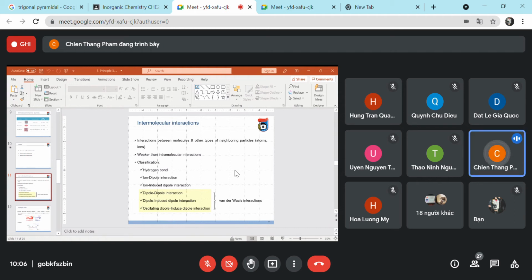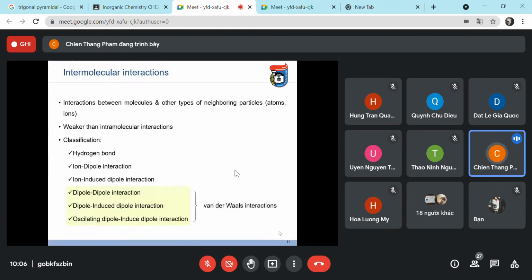Okay, so let's continue the topic 3. As you can see here, now we have moved to the second part, which is about intermolecular interaction. As I have mentioned, intermolecular interaction is weaker than intramolecular interaction. However, this one is very important when you consider the physical properties.